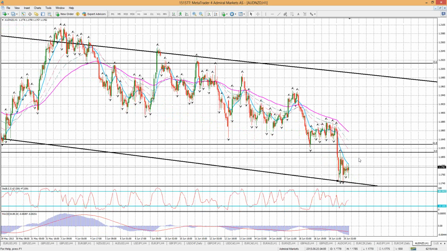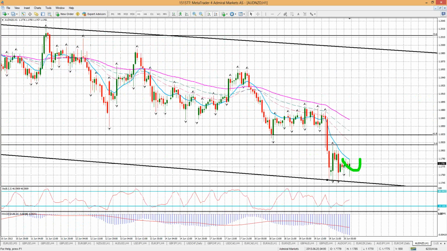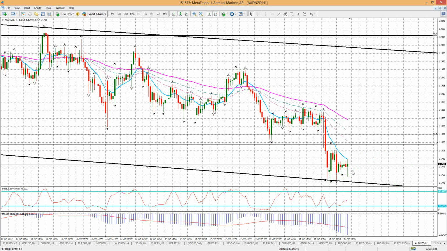But now we've already made that down move. So what I would look for is a new structure like this, or this, or this, anything like that. We're actually building a bit of it right now, but it's too small for me. All right, so if it moves back to, for example, here, back to moving averages, and we get a break again, I would be looking for another short. So that's what I would be doing for this Aussie New Zealand. That's what I mostly do for all currencies, basically.